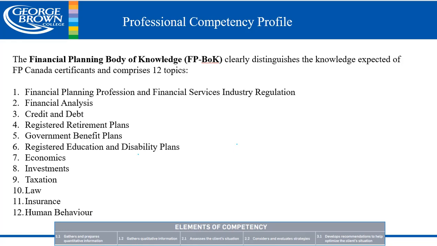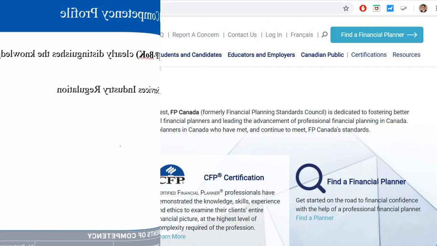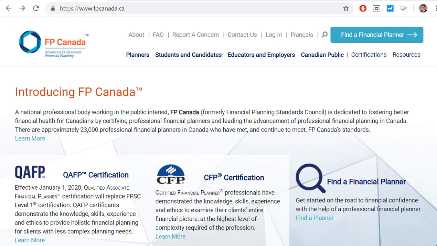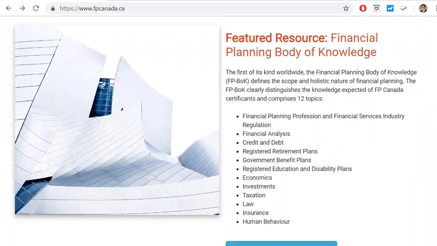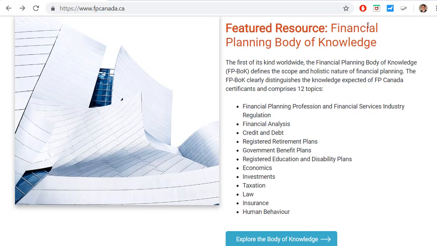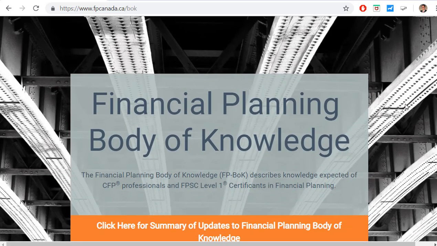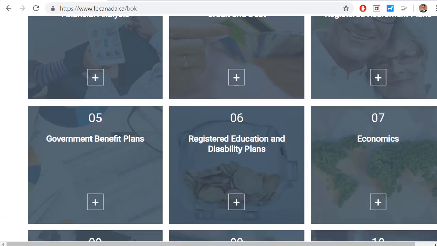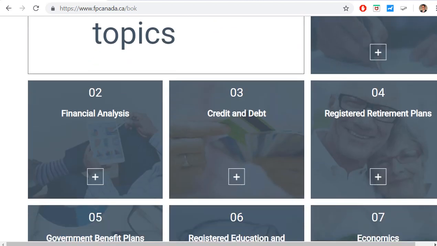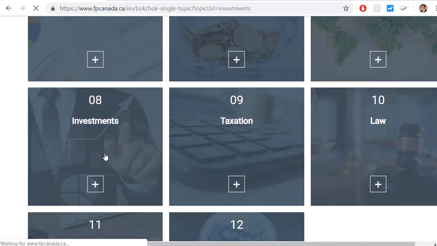Again, just going to jump quickly to the website and see where we can gather more information about the financial planning body of knowledge in those 12 topics. So here we are again at the home page of www.fpcanada.ca, and if I scroll down partway through the page, you can see that I get to here, featured resource, financial planning body of knowledge. So again, we're talking about these 12 topic areas. I can click on here to explore the body of knowledge. And so, for example, when we get in, let's look perhaps at investments. Just one second, going to scroll down. There we go. Number 8, investments.